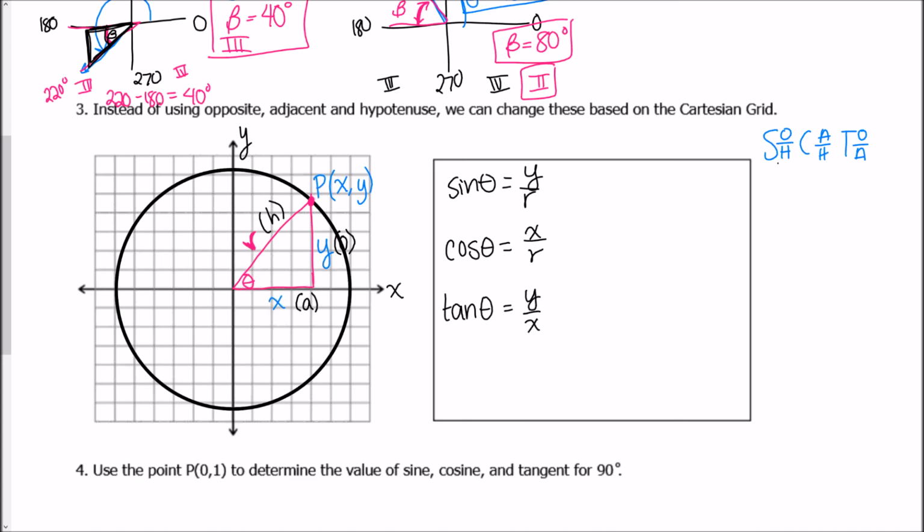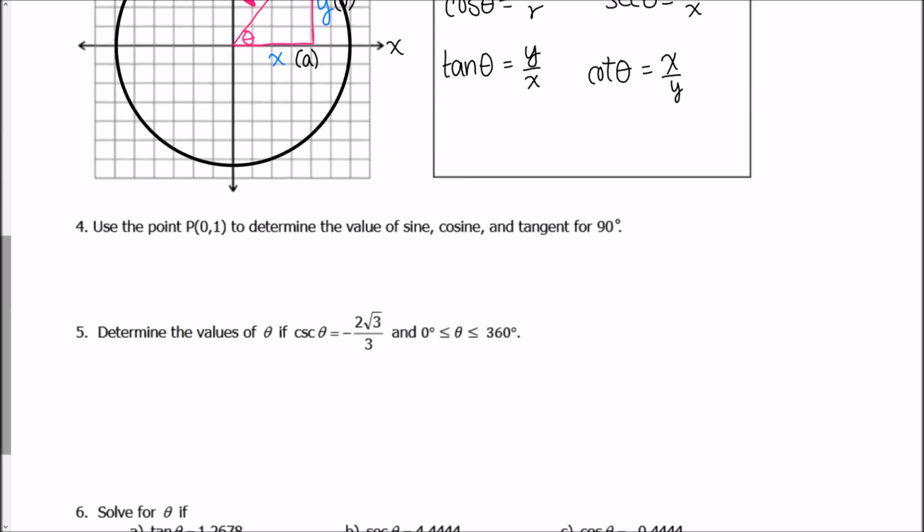Okay, so now let's go ahead and do our reciprocal ratios as well. So the cosecant of theta, instead of opposite over hypotenuse, we'll do the hypotenuse over opposite, so it'd be r over y. The secant of theta would be hypotenuse over adjacent, so that would be r over x. And then the cotangent of theta would be the adjacent over the opposite, so it would be simply x over y.